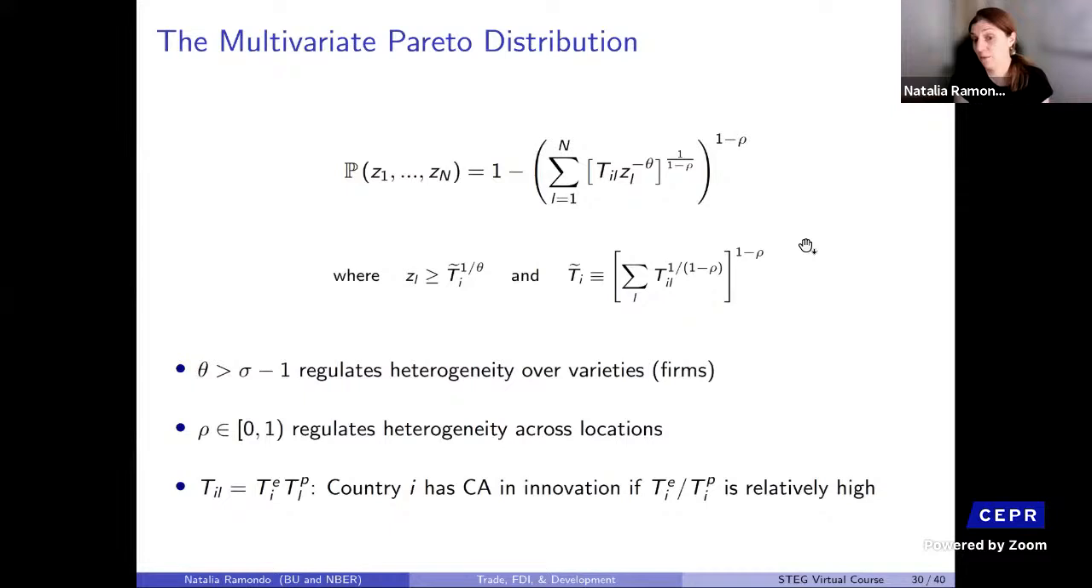So this multivariate Pareto, that's the trick as we did with this multivariate Frechet, to introduce some correlation across locations for a firm, okay? So basically, here rho regulates the heterogeneity across locations, and theta still regulates the heterogeneity over varieties, which here correspond to firms. And then we introduce this comparative advantage in production versus innovation through these T's. We are going to assume that it has an E component and a P component. Okay, so a country that has comparative advantage in innovation has relatively higher T_E than T_P. So that's the setup. I will tell you an isomorphism about this distribution in a couple of slides. Okay.